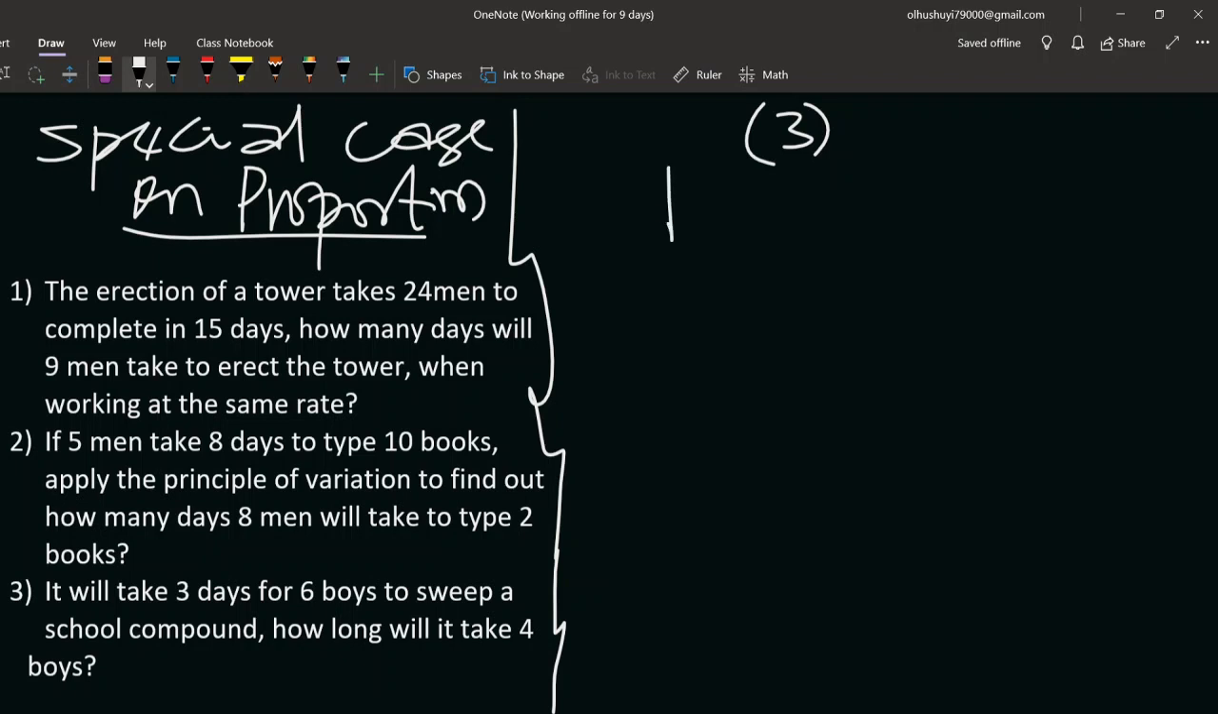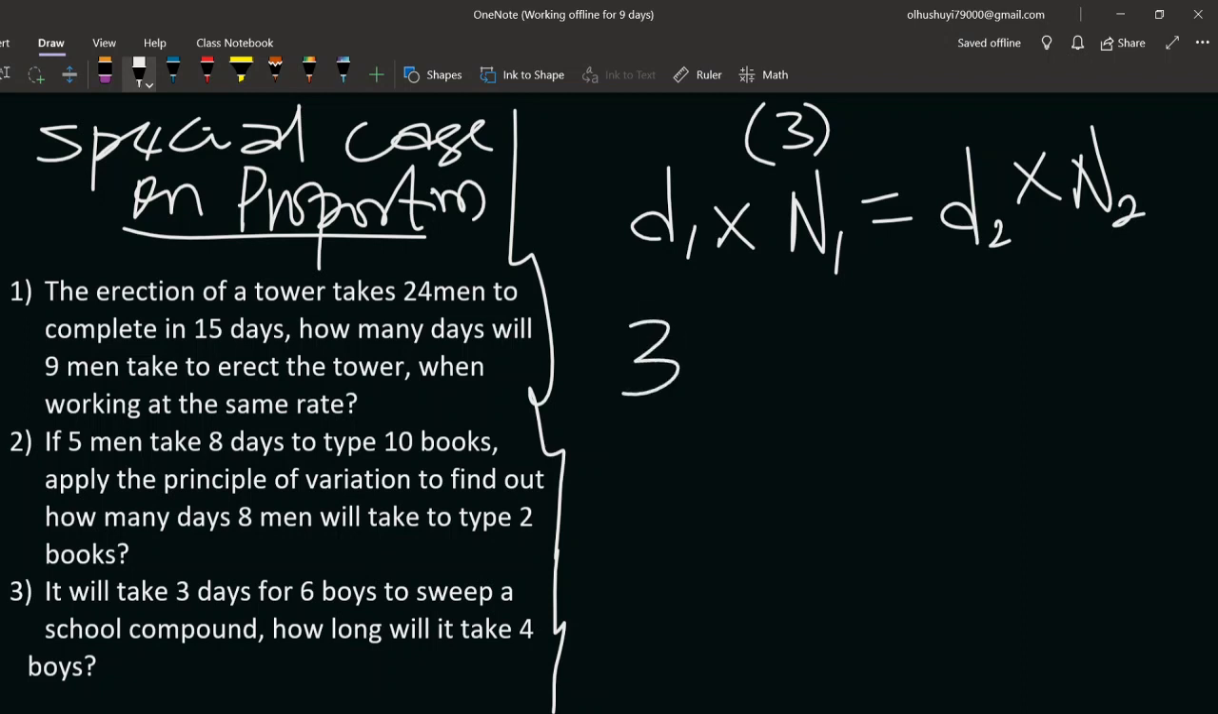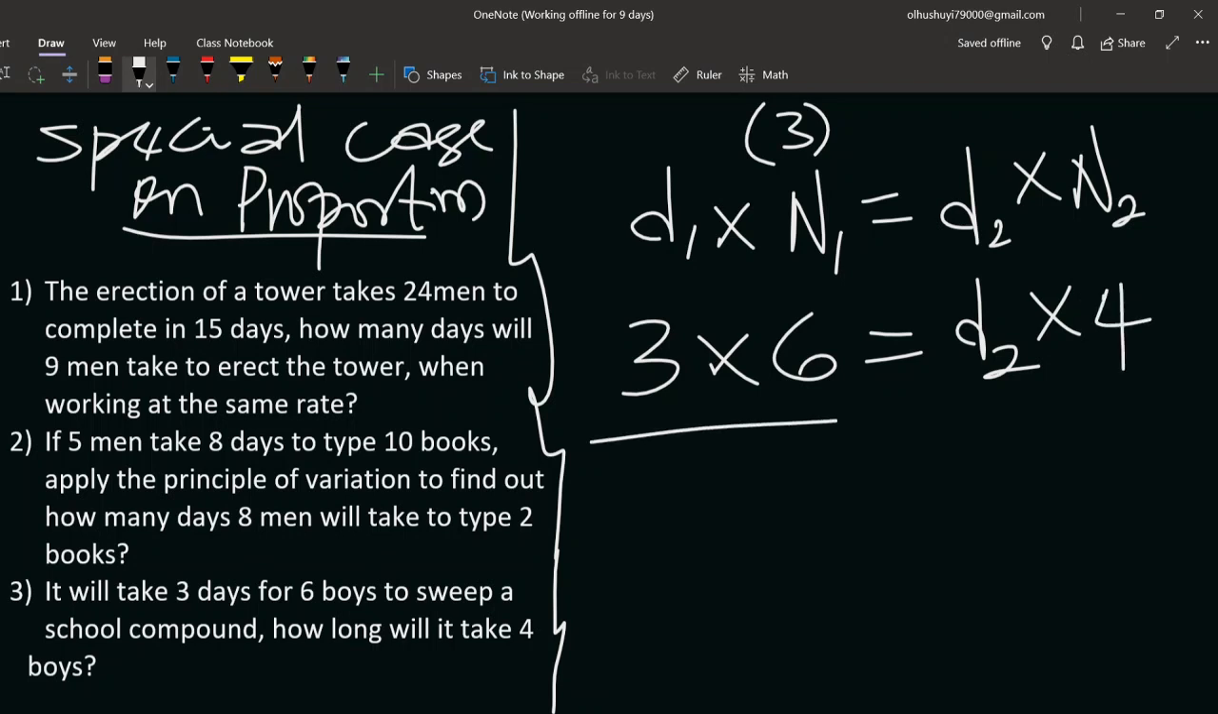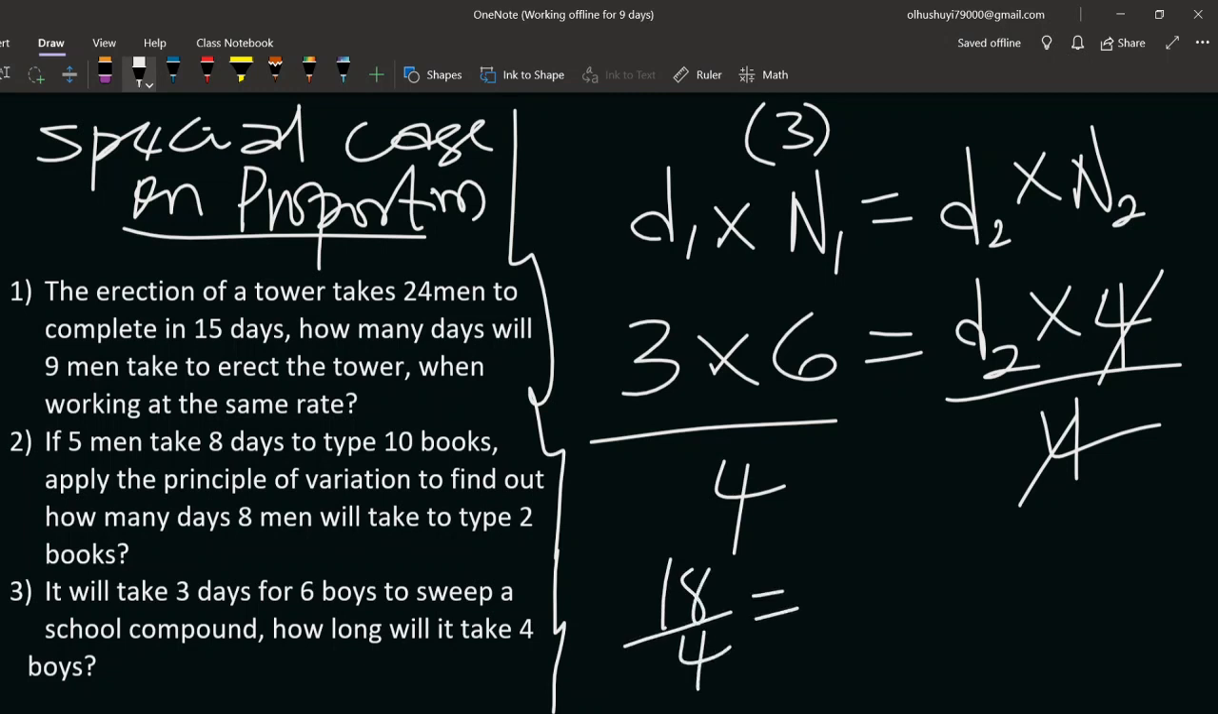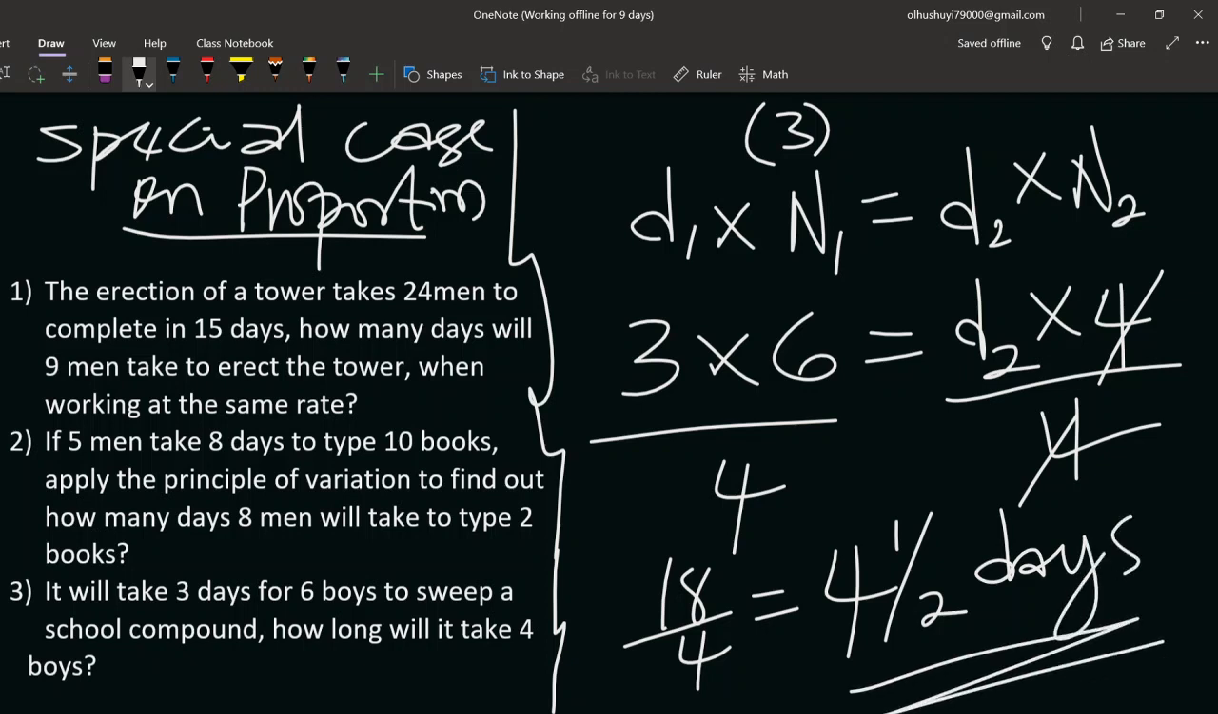So we take this D1 times number of boys will be equal to D2 times N2. So that will be 3 times 6 can be equal to how many days will it take 4 boys. And divide both sides by 4. Let's cancel out this. So what do we have here? 3 times 6, that is 18 divided by 4. That is 4 whole number 1 over 2. So if you take 4 boys, 4.5 days. As simple as that.